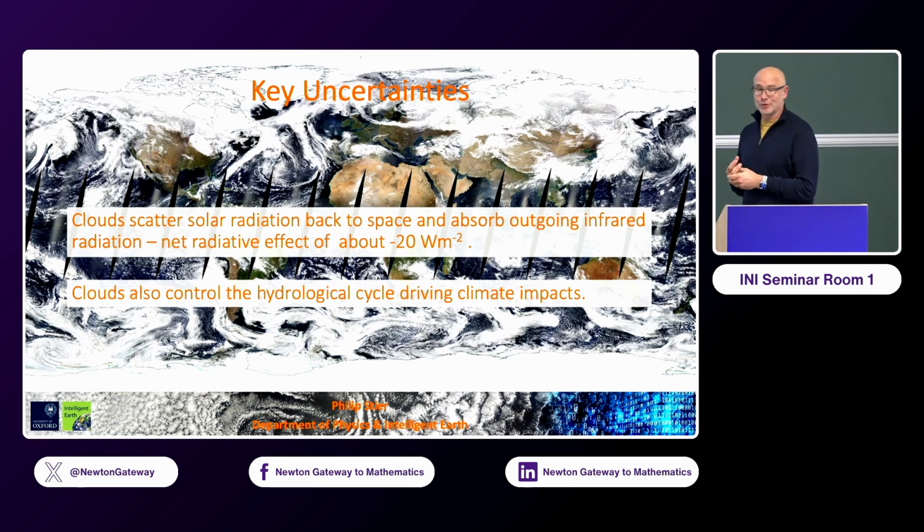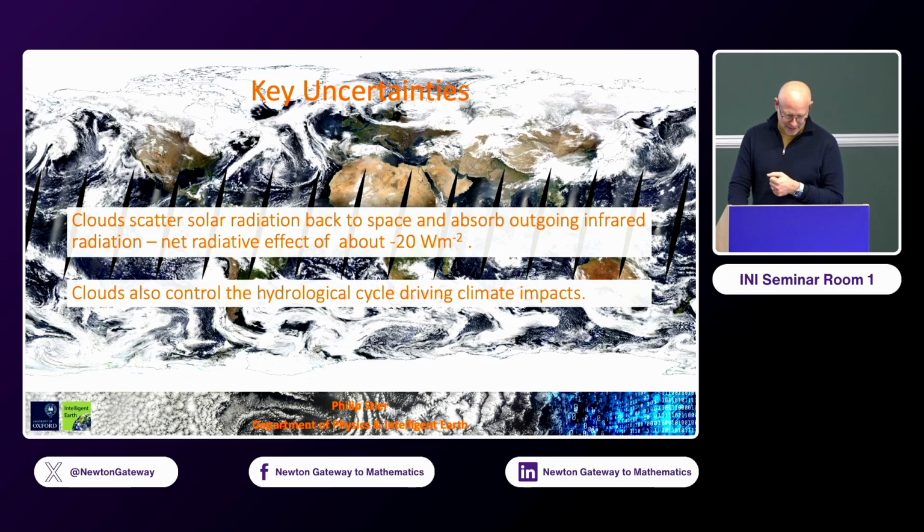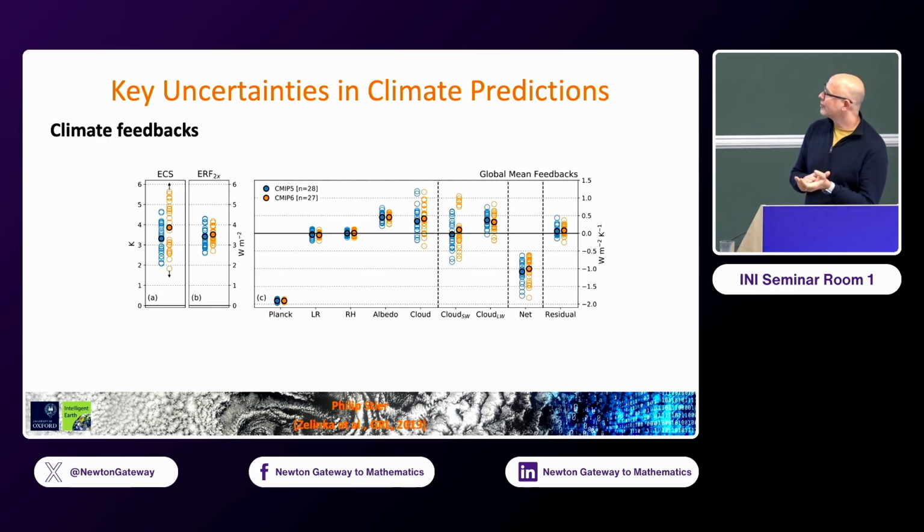In addition, they obviously control the hydrological cycle, so a lot of the climate impacts are driven by clouds. So if we don't represent them well in climate models, we probably have a problem. So let's see how well we do. And this is a slightly complicated plot, so give me a little bit of time to introduce you to it.